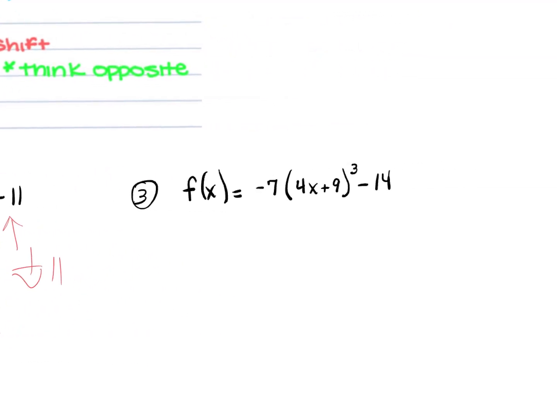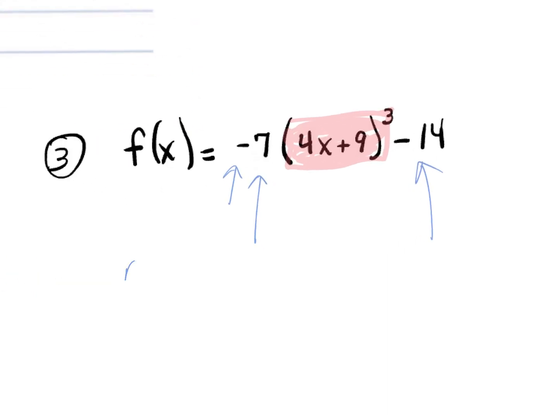All right, look at number 3. Differentiate, guys. Inside and outside. I see 3 things going on the outside. Do you guys see them? I have a negative. I have a multiply by 7, and I have a -14. What's that negative on the outside mean? Perfect. Reflect over x. What's the 7? Vertical stretch. Good. And what's -14? Down 14.